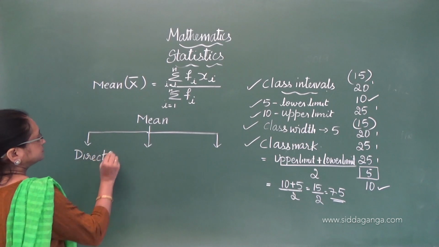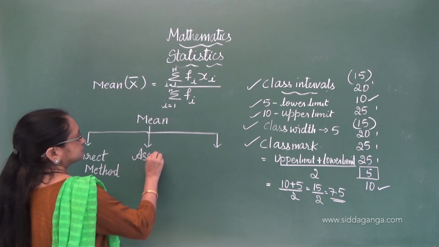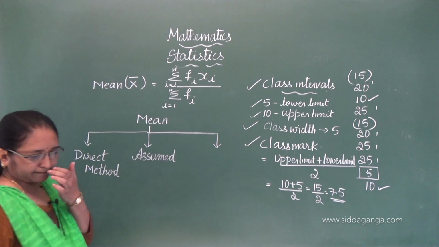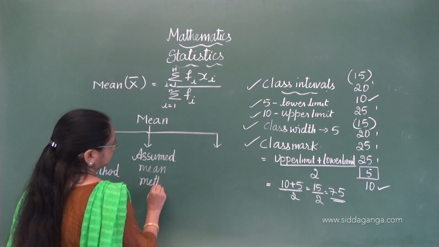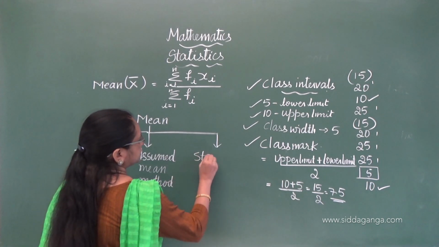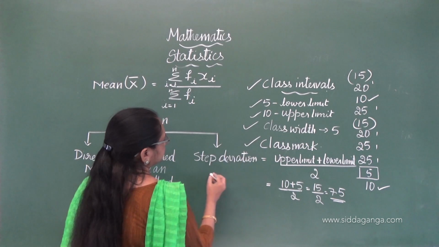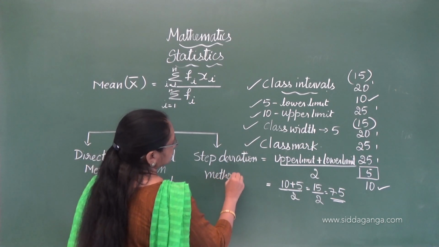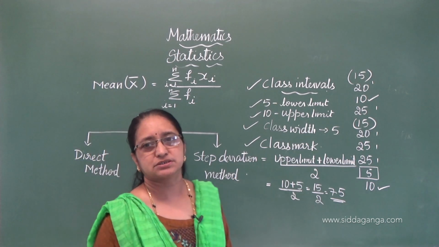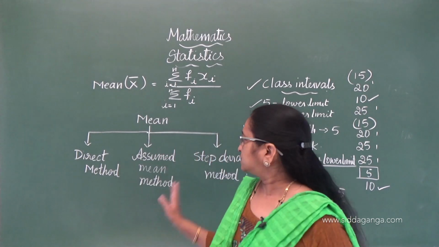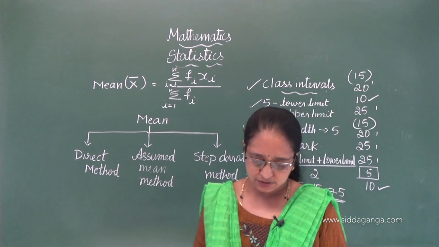Direct method, assumed mean method, and step deviation method. These are the 3 methods we are going to learn to find the mean. Next class I am going to start with the direct method, then the assumed mean method and step deviation method.